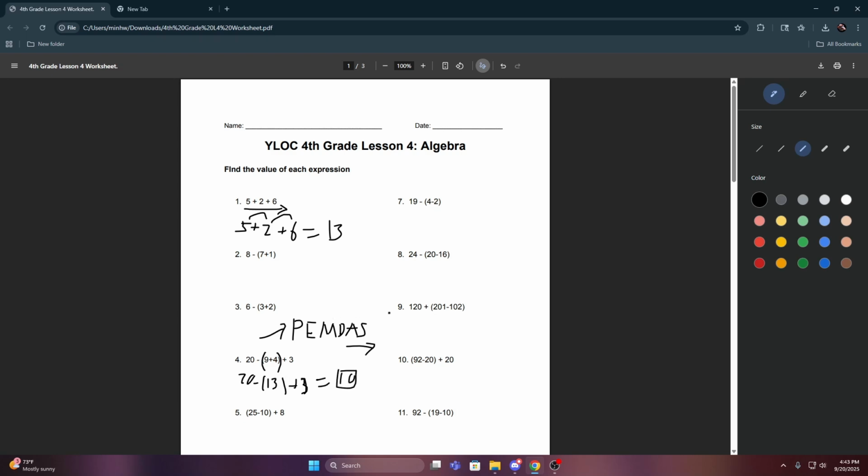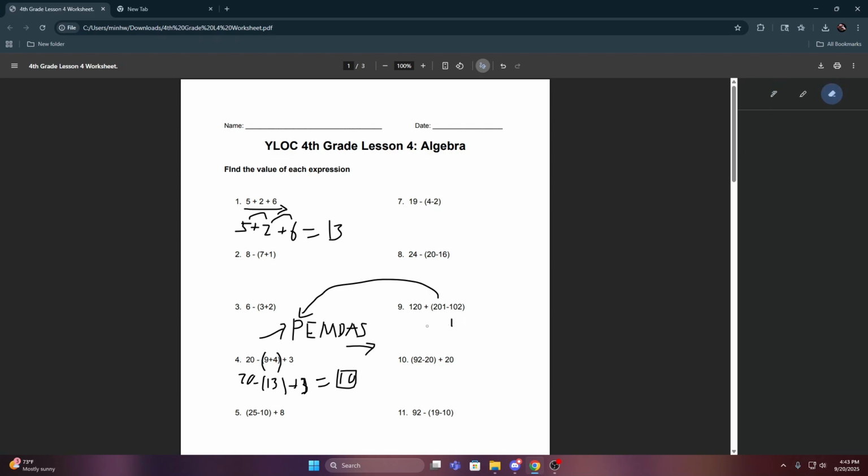And one more, let's try 9 here with bigger numbers. Same principles apply. Start with the parentheses. 201 minus 202. I do not need to write that out again, but if you were to do this, this will give you 99. And from there, you can just go left to right. 120 plus 99, which should give you a result of 219.